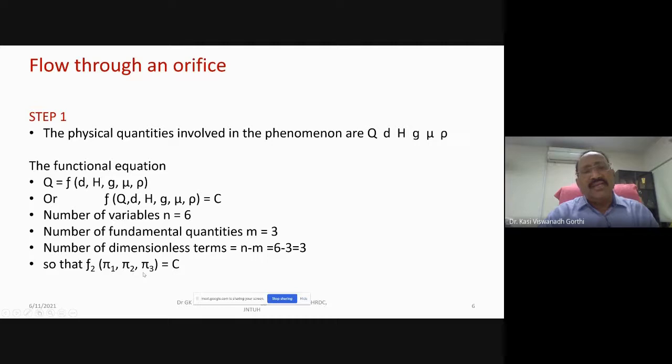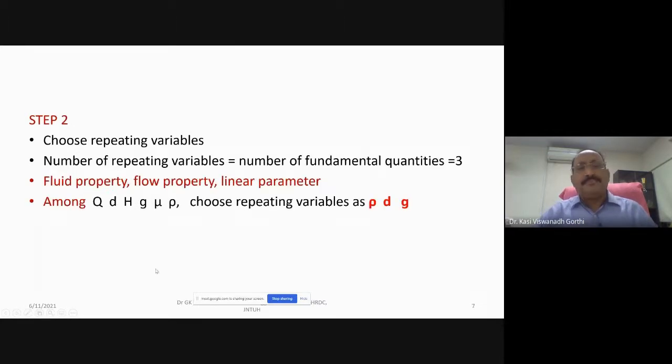Pi 1, pi 2, pi 3 are to be formulated by choosing some of the variables as the repeating variables. How many repeating variables should be chosen? The number of repeating variables should be equal to the number of fundamental quantities used to describe the phenomenon. In this case, the fundamental quantities are mass, length, time: 3. So you have to choose 3 variables as the repeating variables from all these 6 variables, to formulate the dimensionless terms like pi 1, pi 2, pi 3. So you need to choose the repeating variables in the second step.